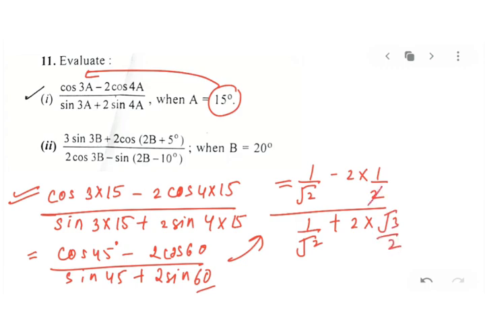Yes, my dear kids, you can eliminate this. Okay, so you will get (1 upon √2 minus 1) upon (1 upon √2 plus √3). Now you have to take LCM, my dear kids. Shall I erase this part?